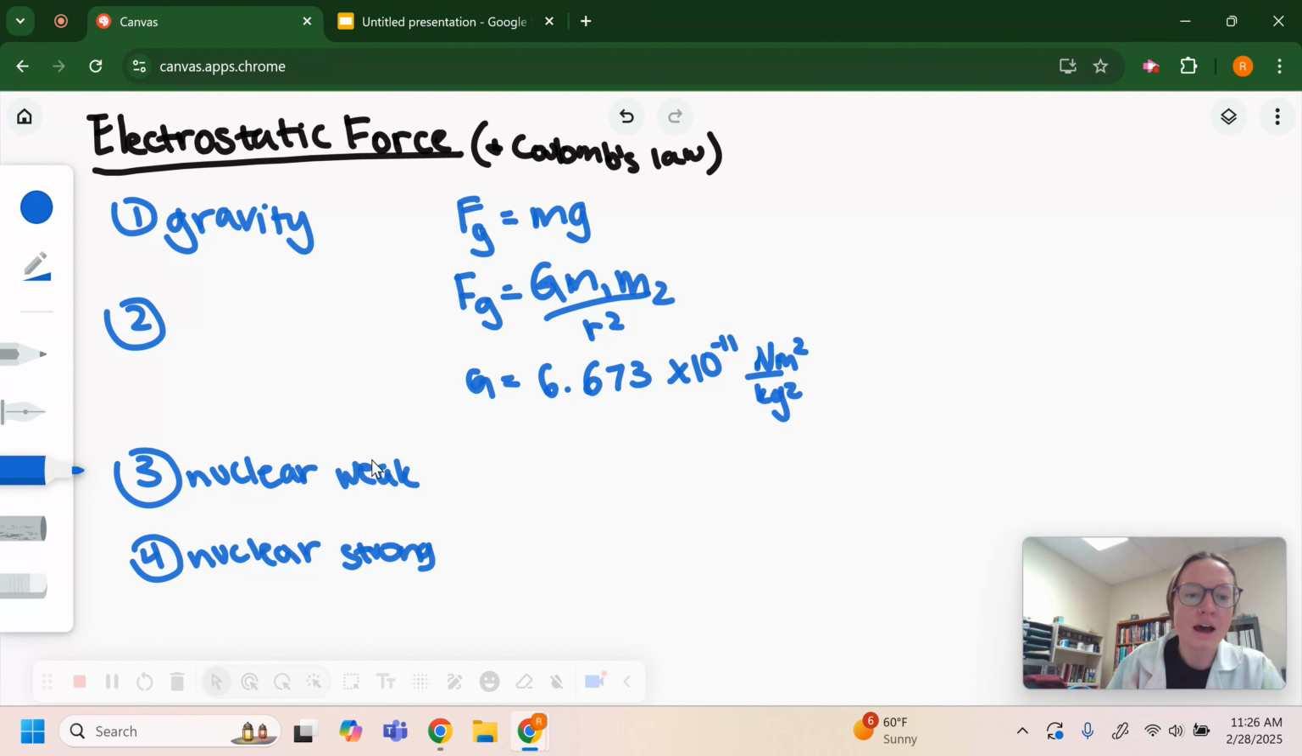The nuclear strong force. The nuclear weak force, you really do not have to know much about that for today. All that you really have to know is that it exists. What it really is, it's the force that controls what quark a quark is, and it determines whether or not a quark turns into another type of quark.